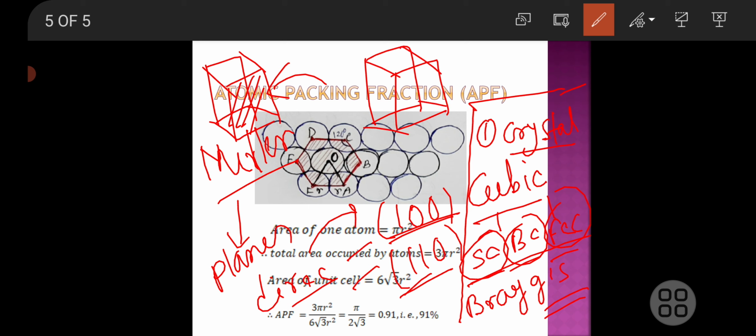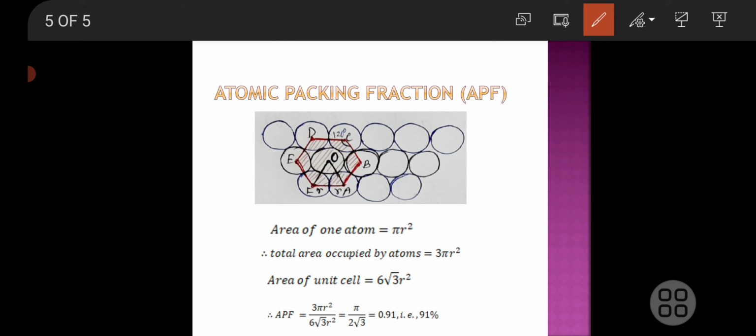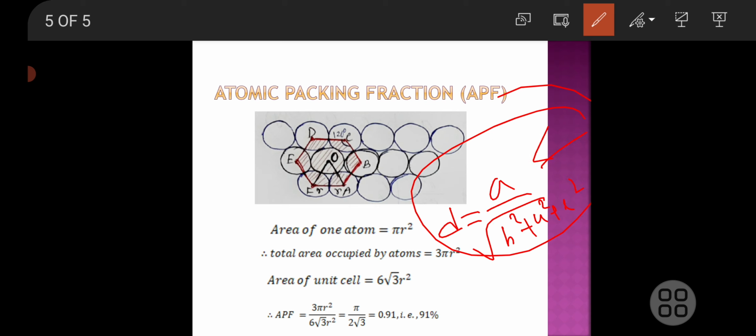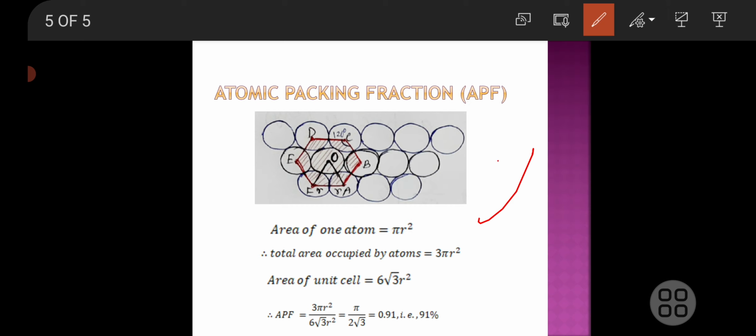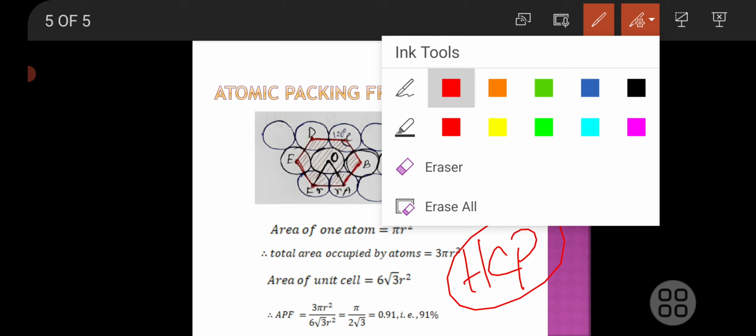Okay, in this way. And at last we have also discussed the interplanar spacing: d is equal to a by root over h square plus k square plus l square. This is for the cubic system, and from that formula there may also be some numericals, so be prepared for that also. And at last, the atomic packing fraction and the number of atoms per unit cell for the HCP structure is very important. So that's all for the coming ESA.